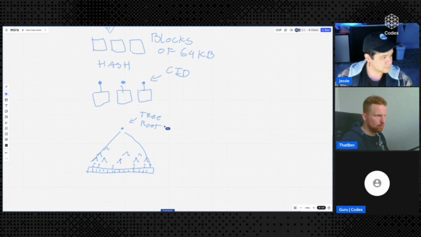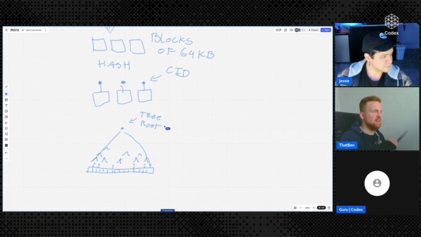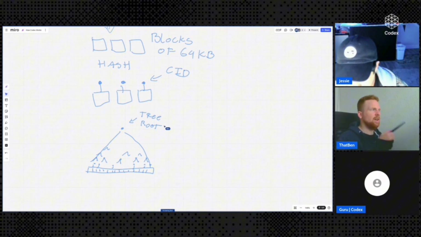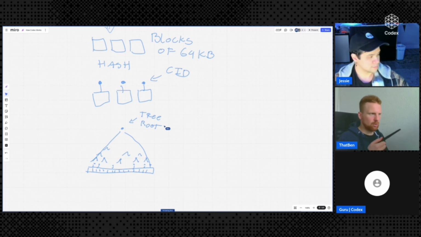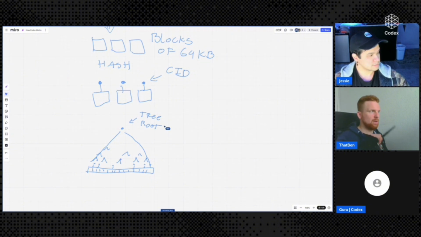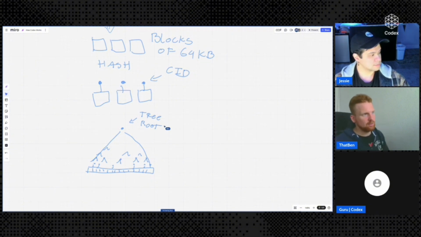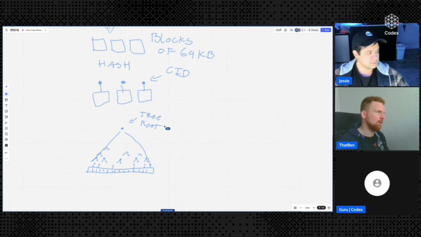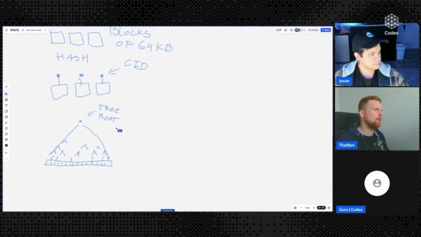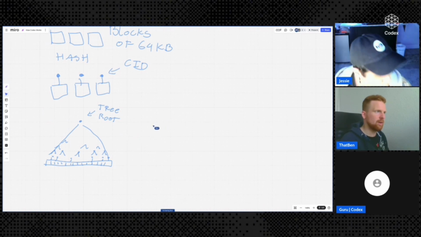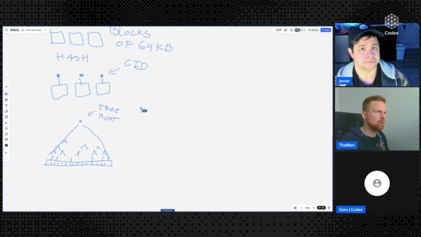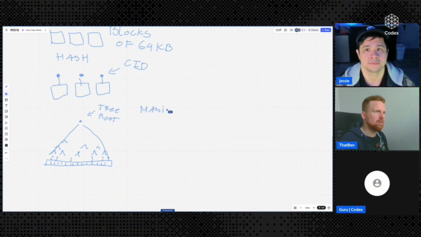Now, the tree root implicitly identifies all the blocks that make up the tree. If any of the data in any of the blocks were to be different, then the tree root would be different, because the hash of the block would be different, and the next one would be different, and the next, and the next. So the tree root would be different. So this is almost enough to wrap up our treatment of the original file. What we do is we make a document called a manifest.